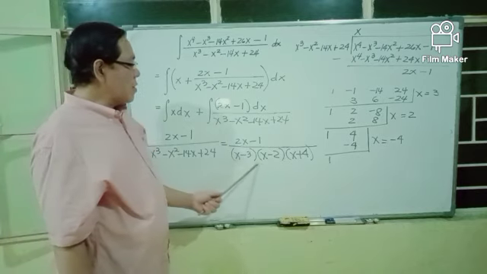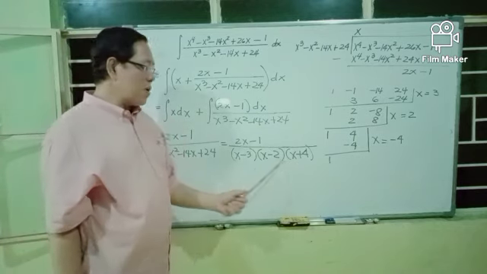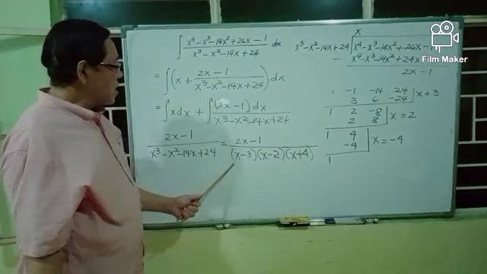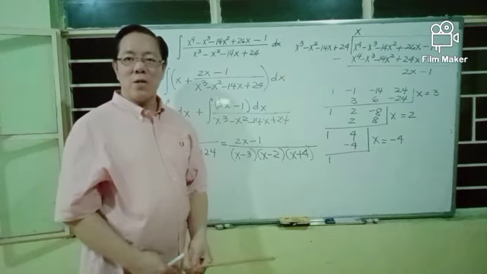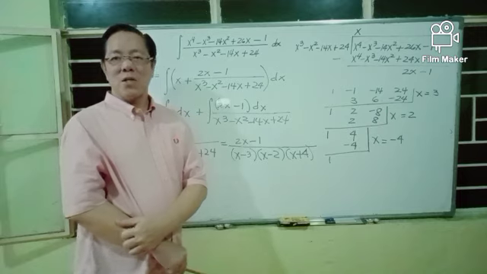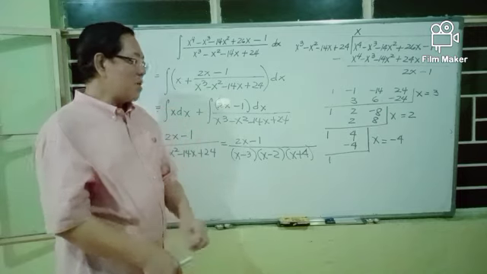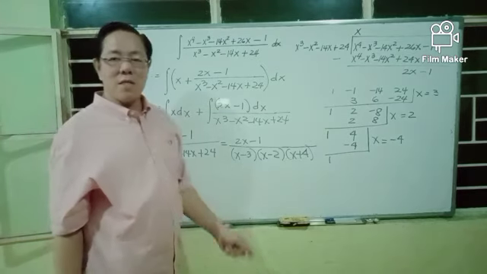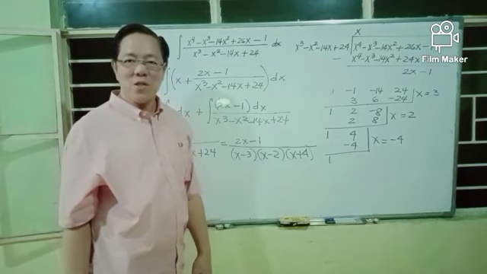Now you can see all the factors are linear because the exponent of x in each of these factors is 1, and all the linear factors are different or unique. That means we will apply integration by partial fraction case 1. And we will now write this rational expression as a sum of partial fractions.